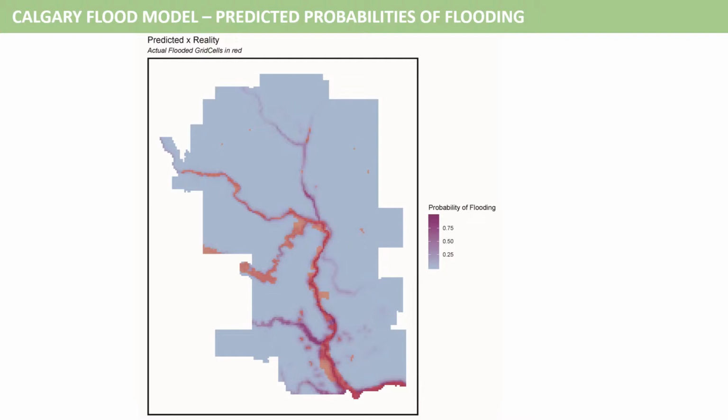likelihood of inundation. As this map shows, our model was very good at predicting where flooding did not occur, but it was not very good at predicting where flooding did occur, accurately predicting less than 40% of the flooded cells. Our model predicts flooding at the riverbanks, but not much further away from there.